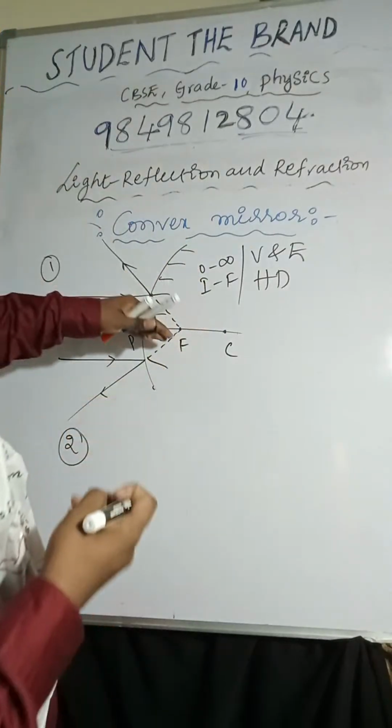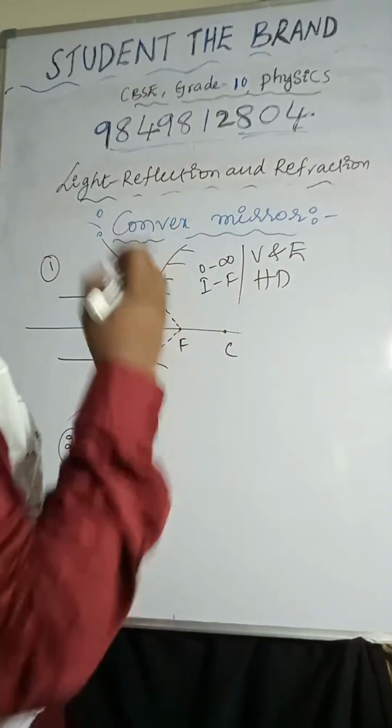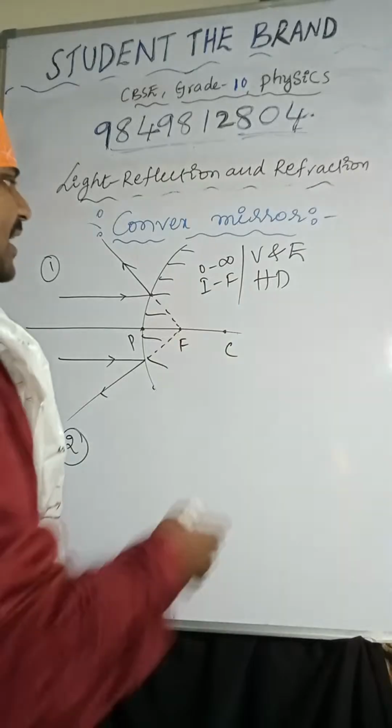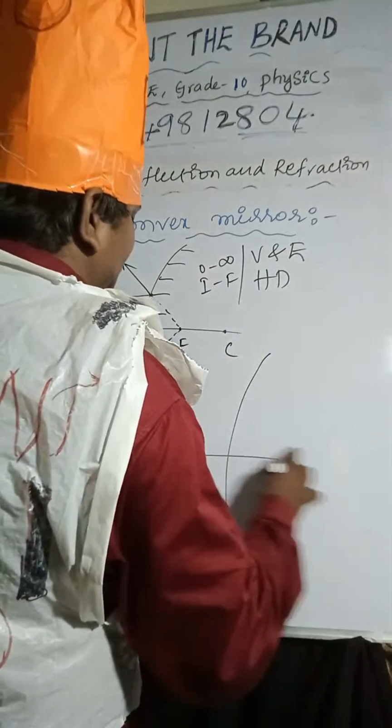So the virtual image is forming. What is the nature of the image? Virtual, erect and highly diminished. What is highly diminished? Size of the image. Next one, second image formation.